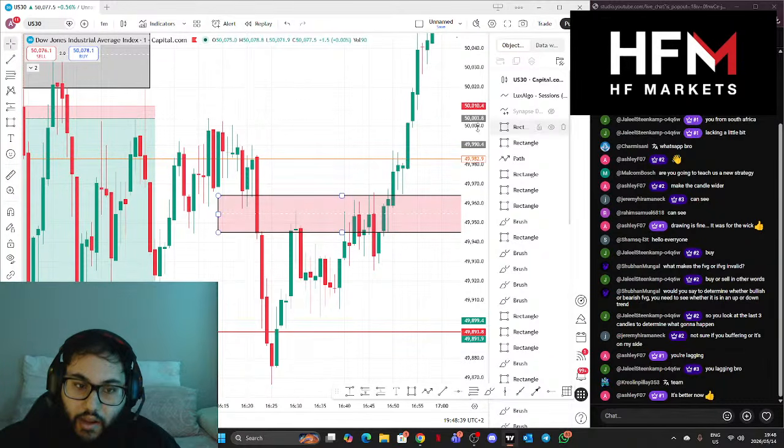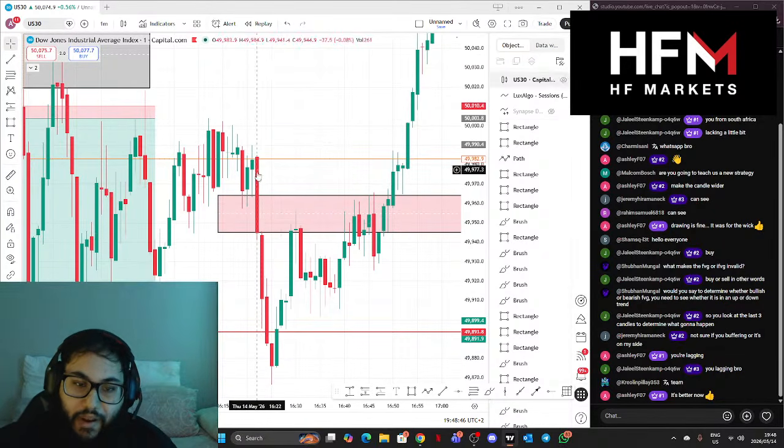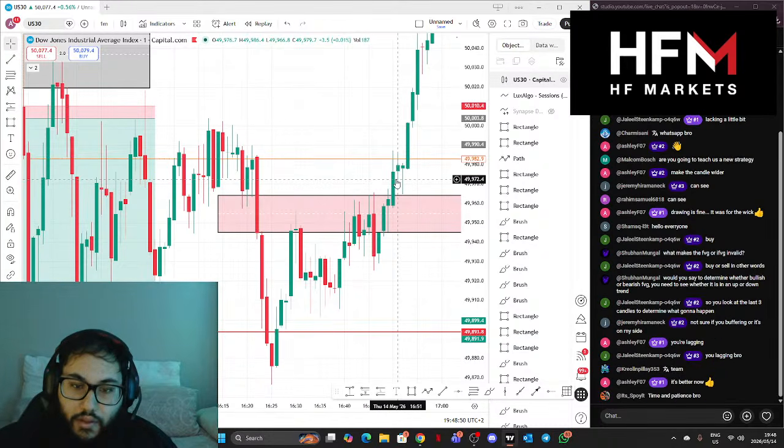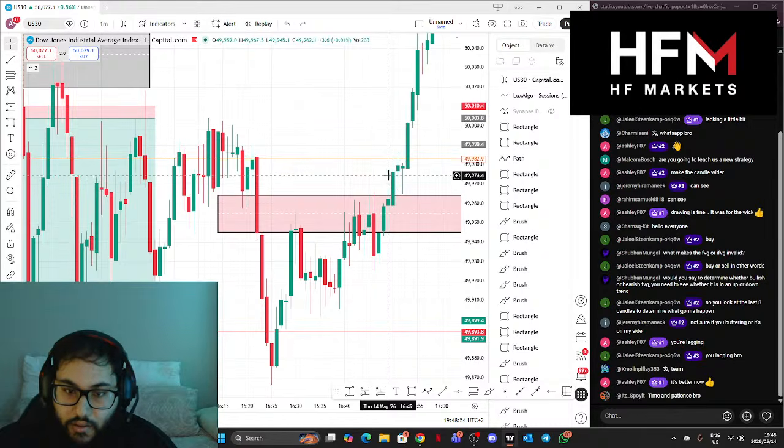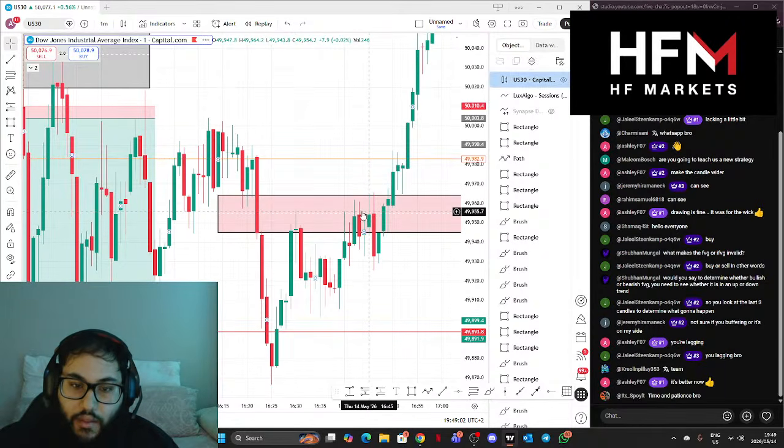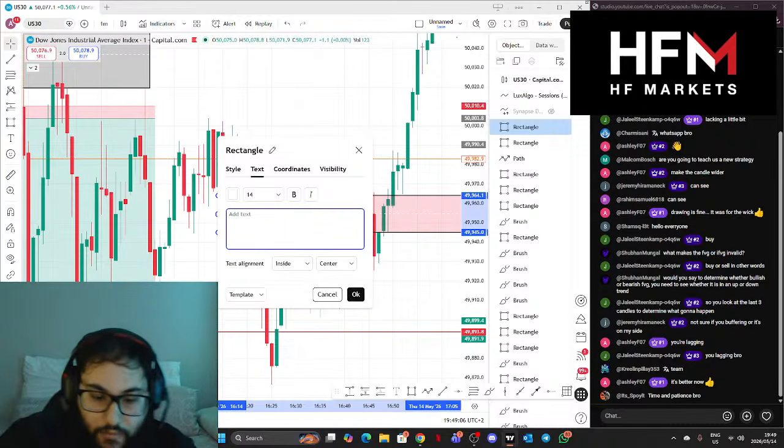What makes a fair value gap invalid? Someone asked us. Basically, what makes a fair value gap invalid is this: you can see we formed the bearish fair value gap, then price pushed up and closed above here, forming a bullish fair value gap. Yes, definitely time and patience. So now what this became is an inverse fair value gap. We call this an IFVG.